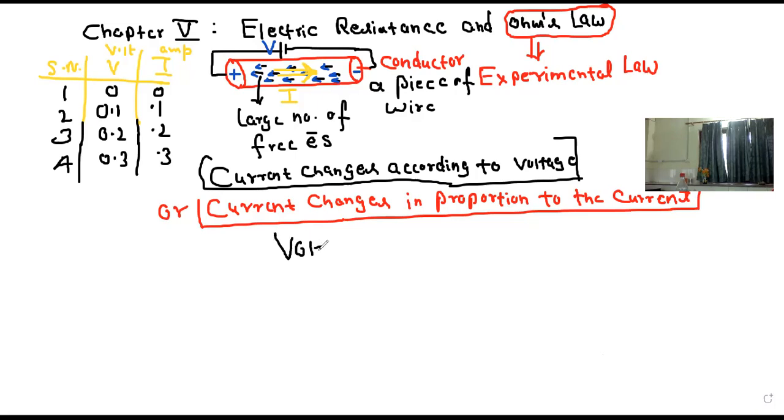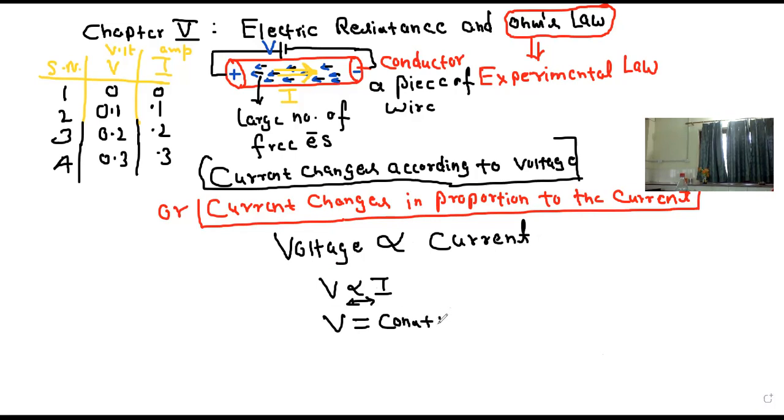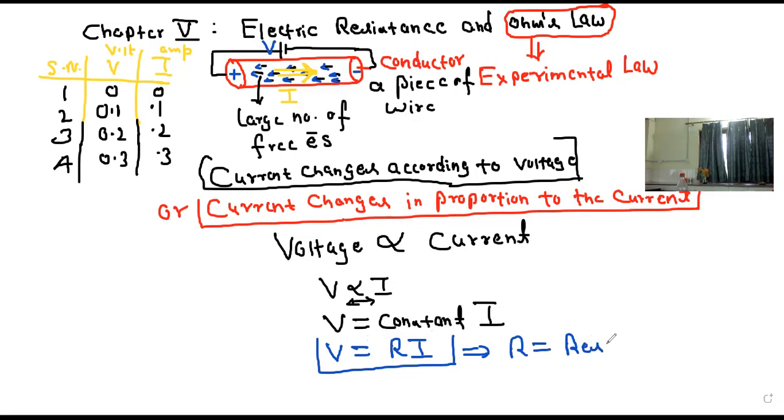So we can say voltage is proportional to current, and we can write V is proportional to I. This proportionality is replaced by equality by introducing a constant, and this I remains the same. That constant, particularly in this case, is called resistance, R. Basically it is the resistance of the conductor, or the resistance of the wire, or the resistance of the material we are taking in this experiment.